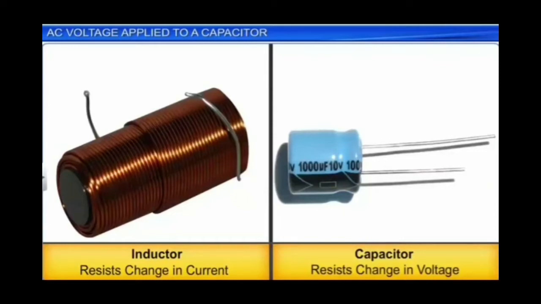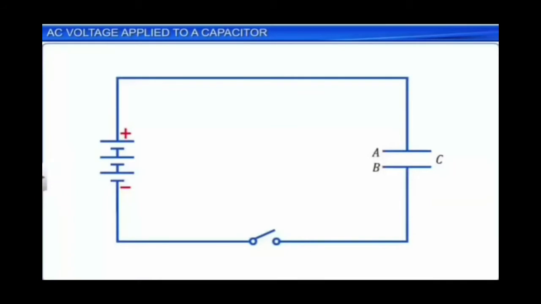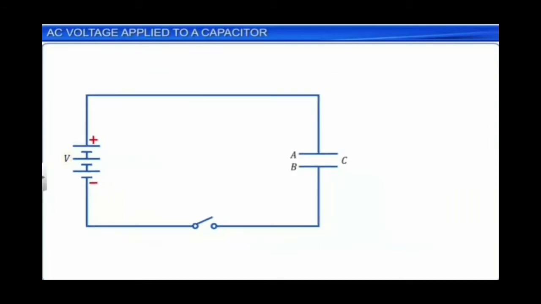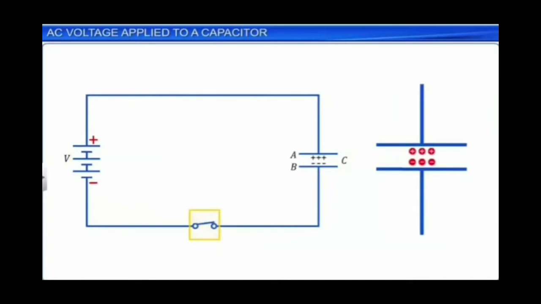Now let's discuss what happens when a capacitor is connected to a DC supply voltage. A capacitor of capacitance C is connected to a battery whose potential difference is V. Now when the key is closed, current flows in the circuit and the capacitor gets charged. As the capacitor gets charged, from the diagram we can say that plate A acquires positive charge and plate B acquires negative charge.